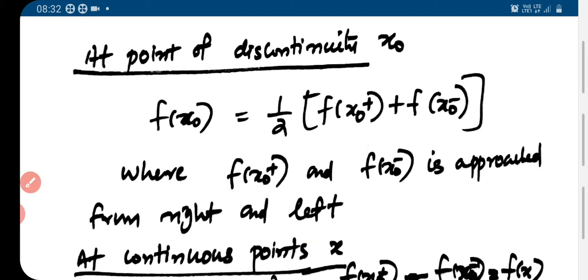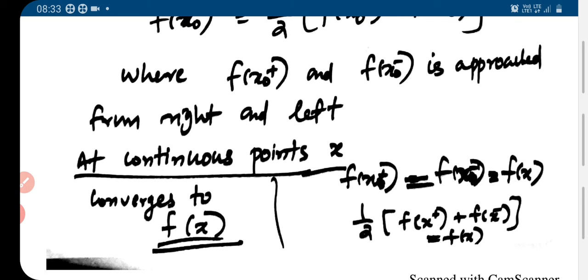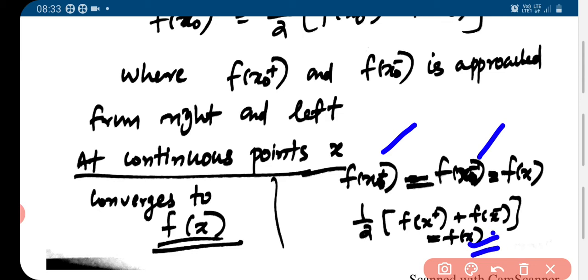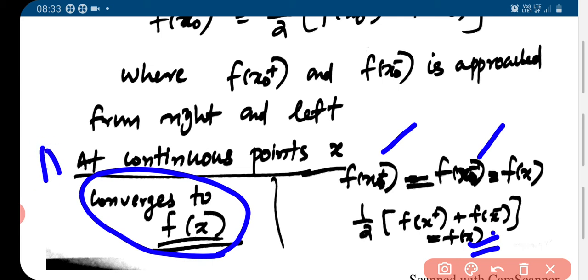You can always expect discontinuity in the function that we expand. At a continuous point, there is no problem, because f of x0 plus will be equal to f of x0 minus. If you approach from left or right, you will come to the same point. So if you take half of f of x plus and f of x minus, you will get f of x itself. So it converges to f of x. At the points where the function is continuous, there is nothing to worry.